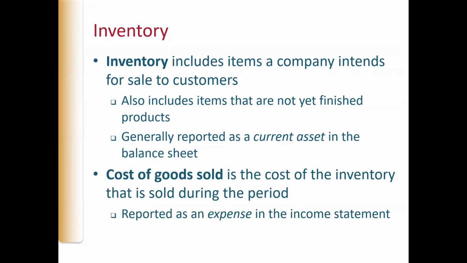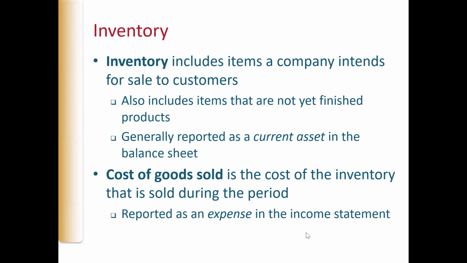Items that are still not finished are included in inventory, and we're going to talk about that. Inventory is a current asset on the balance sheet. Once inventory is sold, it no longer is on the balance sheet. It becomes an expense called cost of goods sold on the income statement.